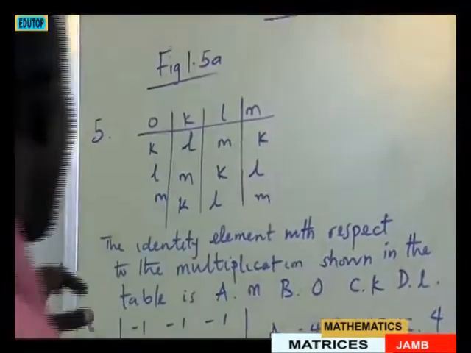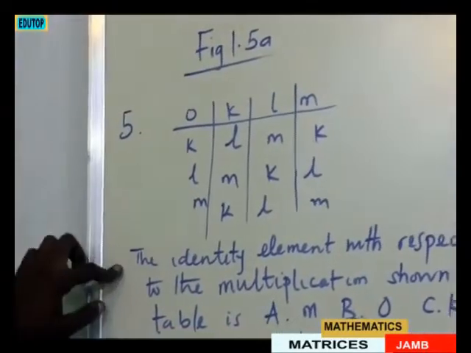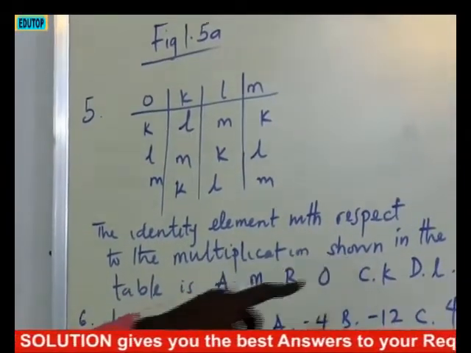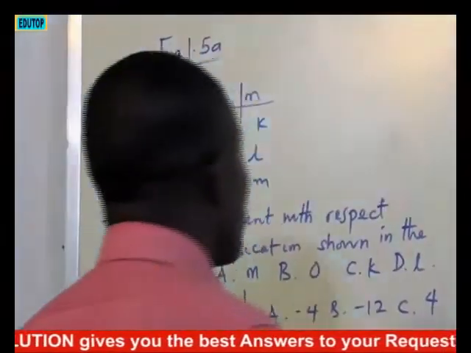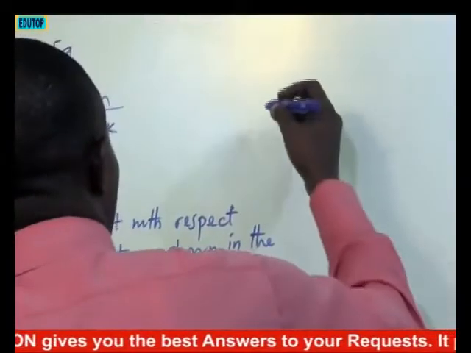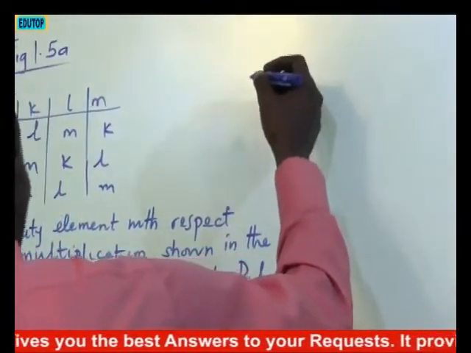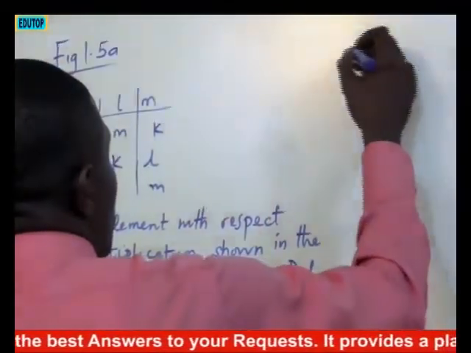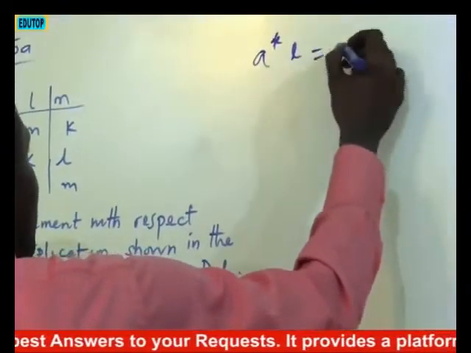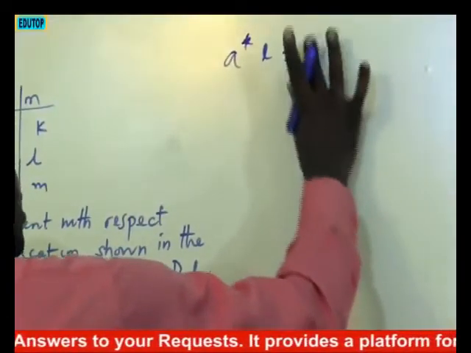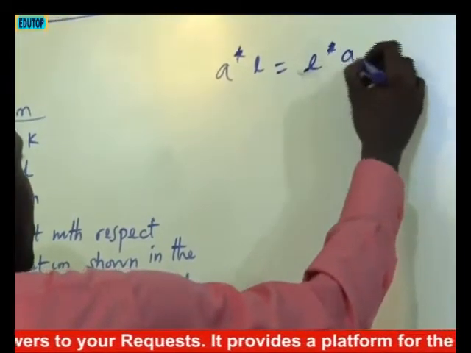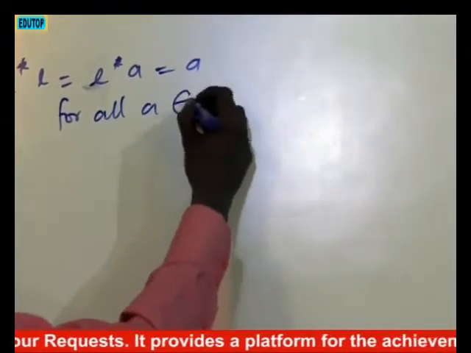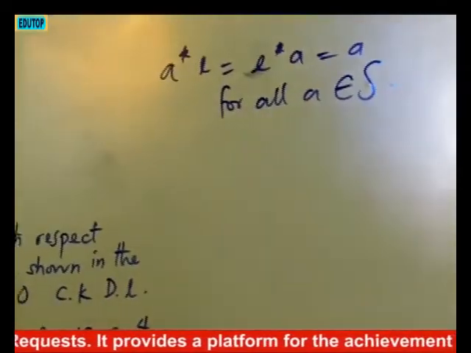So now, question 5. You are given a table. The questioner asks that the identity element with respect to the multiplication shown in the table is. What do you really know about identity element? You have A asterisk E is the same thing as E asterisk A, which equals A for all A belonging to the set of real numbers.